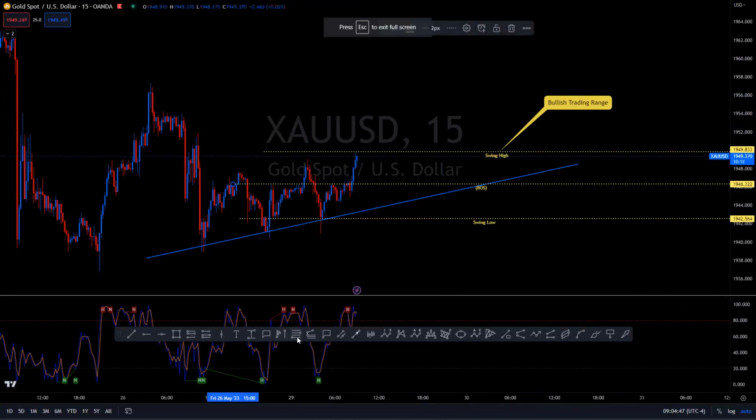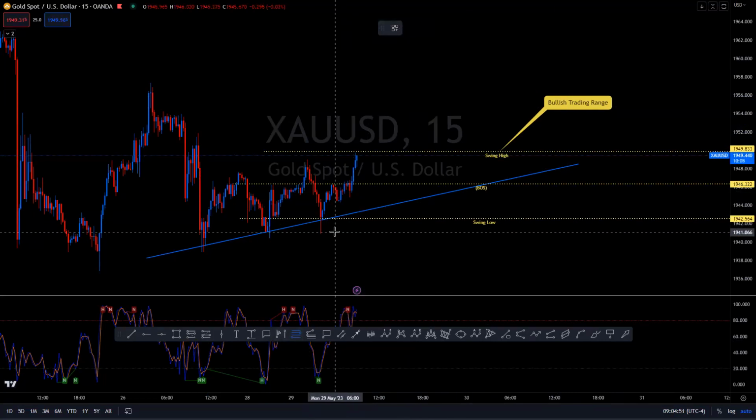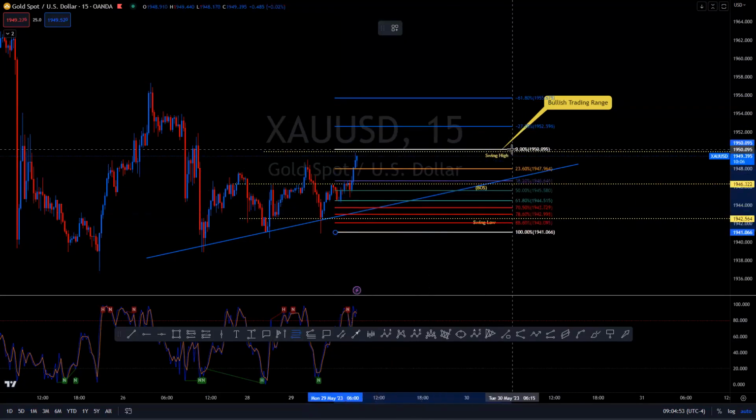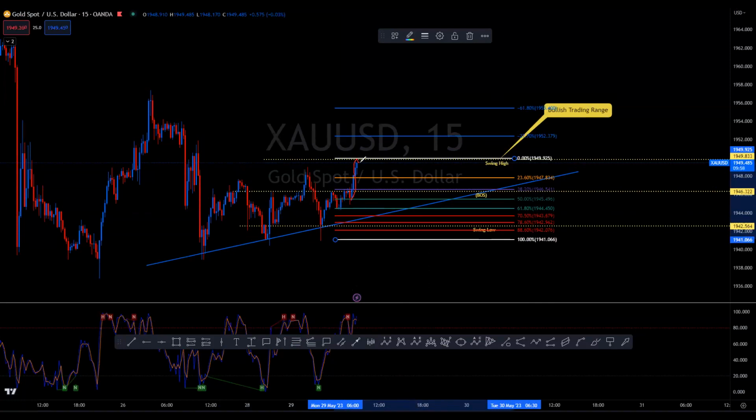Now we're going to take our Fibonacci, and since we're in a bullish trading range, we're going to swing from the most recent low to the most recent high. And as we could see previously, price did reject the 50% and pushed up to this bullish move. So it's understandable that price might pull back to the 2360 or the 3820, somewhere around there.